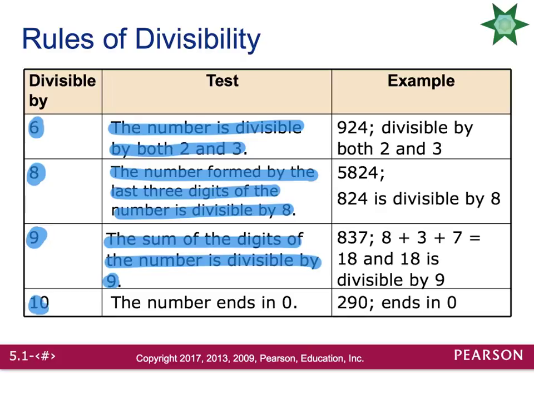And 10 we probably know. It's just the number ends in 0. Okay, 290. Anything that ends in 0 is divisible by 10 because that means there's no 1s and you just have 10s.